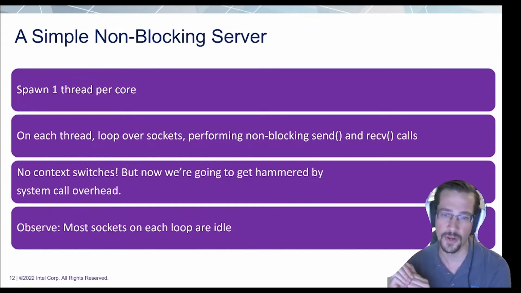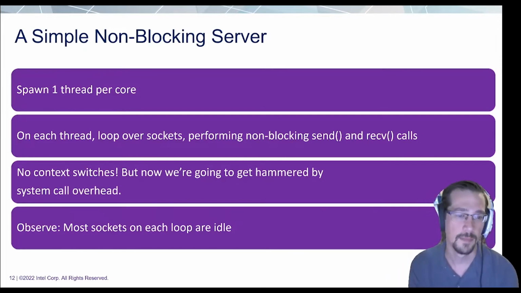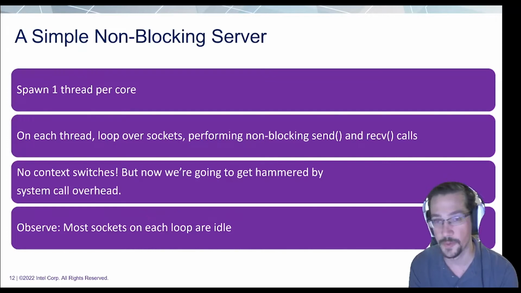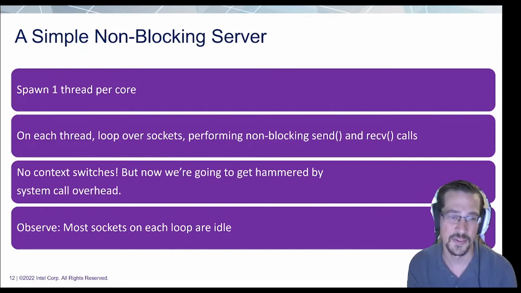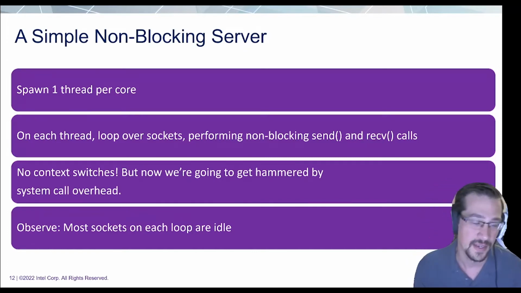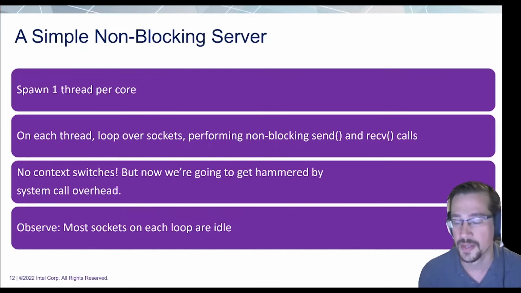So the most important observation from this model we can make is that on any given loop through the set of sockets, most of the sockets are idle. There's nothing to receive. And that's just a function of the available network bandwidth. There's only so much data that can be received, assuming you're spinning around your thread loop pretty quickly. There's just only so much data that can arrive. And so the set of sockets that actually needed to have a receive call done on them is very sparse.